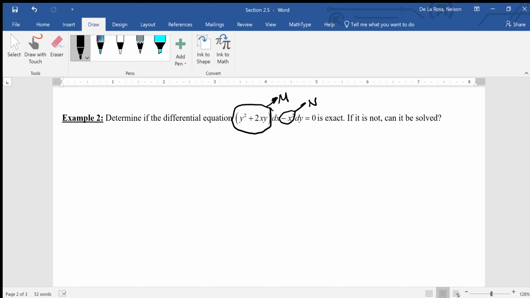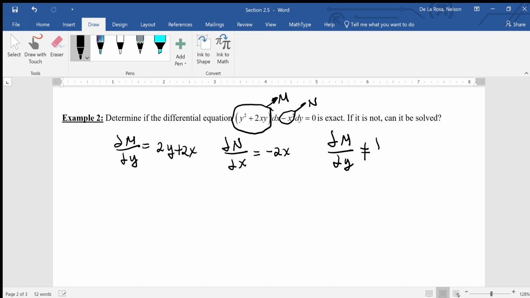So now we have to check first if the equation is exact or not. The derivative of M with respect to y will be 2y plus 2x. Derivative of N with respect to x is going to be simply negative 2x. So as you can see, derivative of M with respect to y is not the same as derivative of N with respect to x, so the equation is not exact.